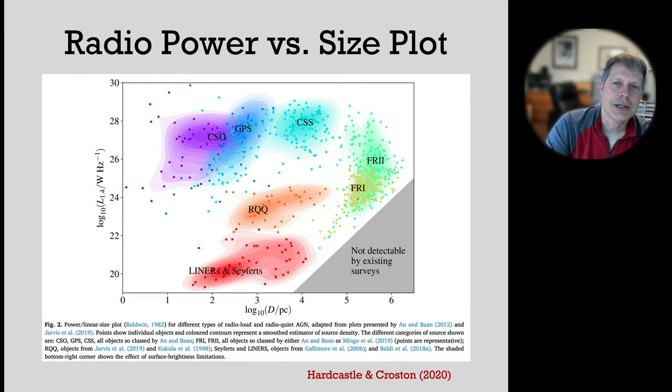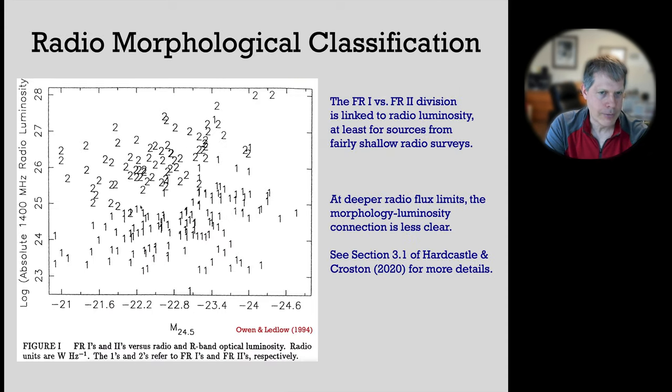Now, it is also of interest to look at characteristic diagrams when assessing morphological classification. This is a nice long-used diagram among radio astronomers that shows the radio power versus the size for different active galactic nuclei classes. And you can see the FR1 systems are over here, the FR2 systems are over here, and again, as I had mentioned, as expected, the FR1 systems generally have lower radio luminosities than do the FR2s, although as you can see here, the distinction is not as clear-cut as from this early shallow radio survey, for example.